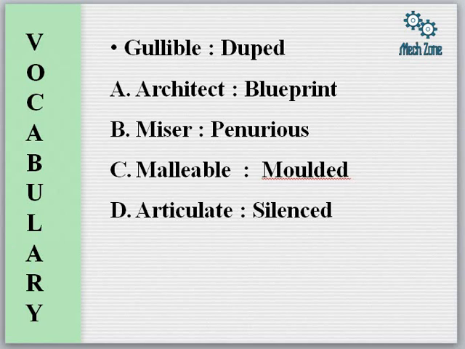What we can see next is malleable is to molded. Malleable here means adaptable, something which can adapt easily, and molded means something which can be shaped, something which can be shaped into a mold. And option D, articulate is to silenced. Articulate means something which is very clear, and silenced means something which is hidden.